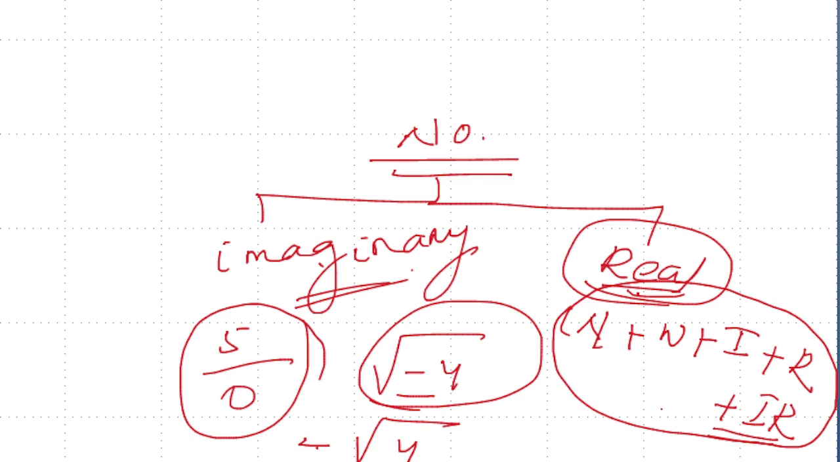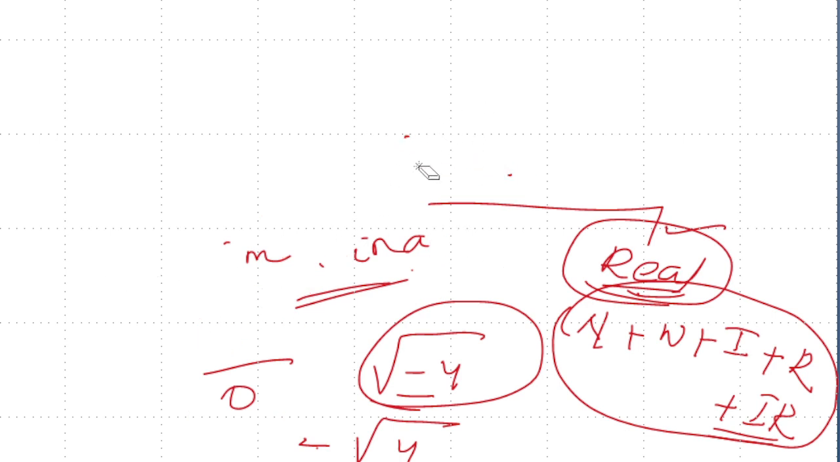The numbers which have a particular value, which have a value which can be calculated, that is called a real number. Got it? So this is the concept of the number. Okay. So now come to the next part. Let's erase it.